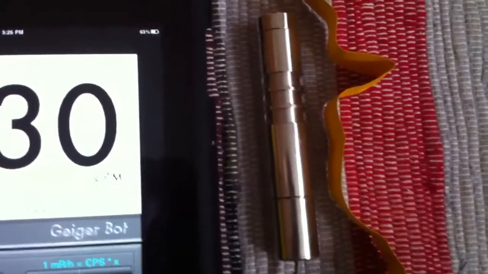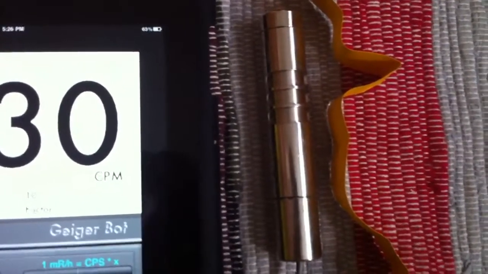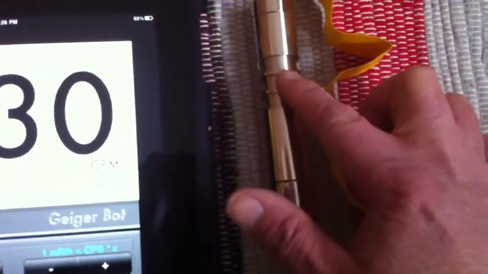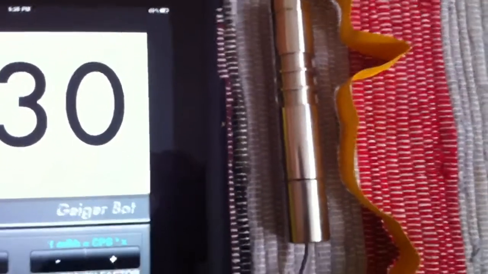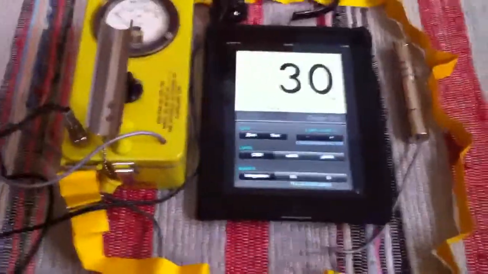Over here is the probe of the Geiger counter. The Geiger tube itself is inside this probe, and right now this brass beta shield is closed, so it's only picking up gamma radiation instead of beta as well. What else? Okay.